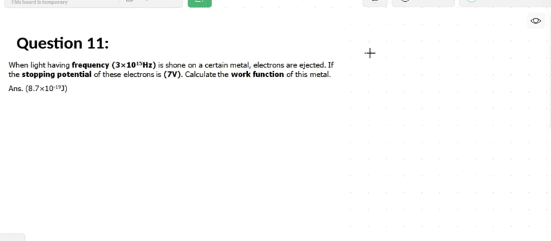Now, after explaining all the previous objectives, we can do some application to understand them. Let me read question 11 together. Light having a frequency of 3 times 10 to the power 15 is shone on a certain metal. Electrons are ejected. So he's telling me we have photoelectric emission.